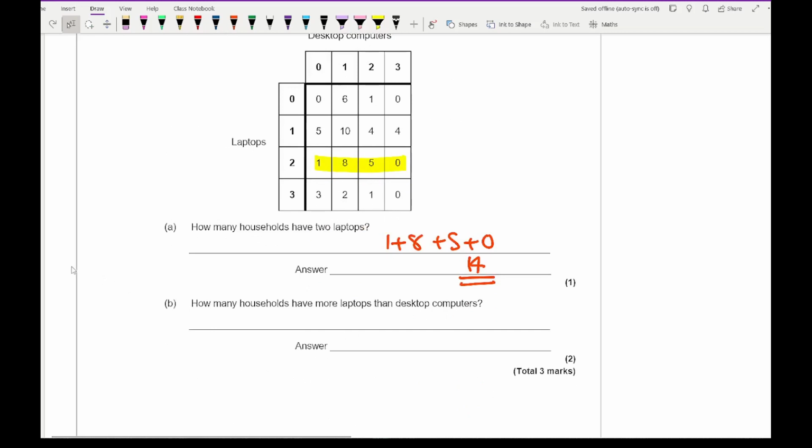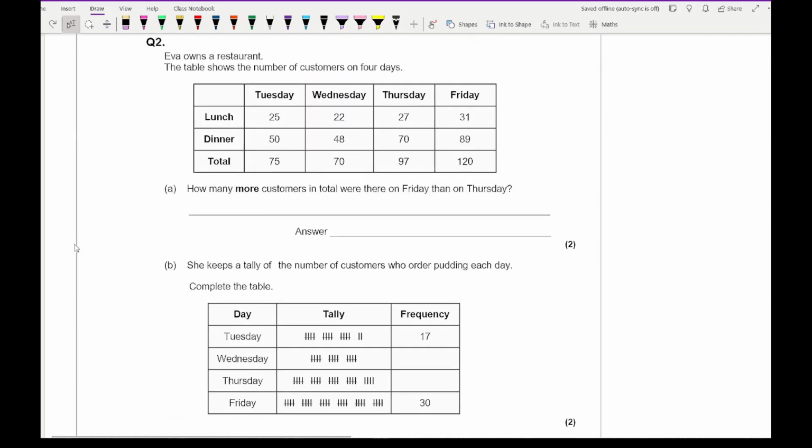For the next question, it says how many households have more laptops than desktop computers? For this, all I need to do is highlight which ones have more laptops, where the laptop number is more. So it's going to be adding up those 6 numbers that I've highlighted: 5 plus 1 plus 8 plus 3 plus 2 plus 1, which gives me an answer of 20. Moving on to question 2, it says Eva owns a restaurant.